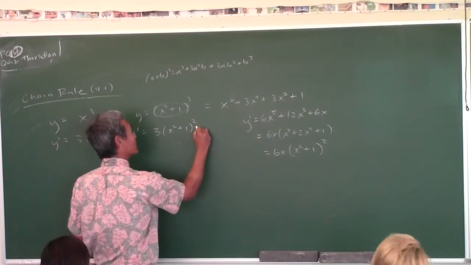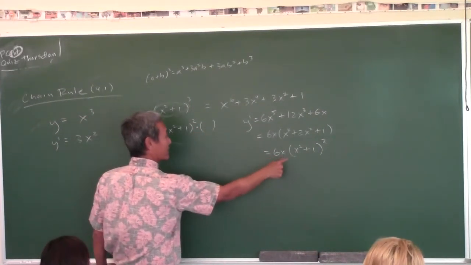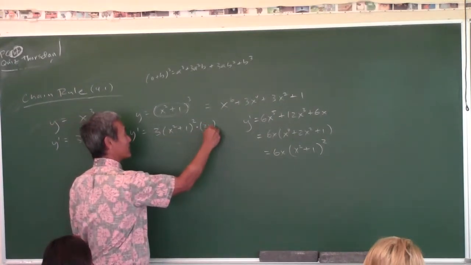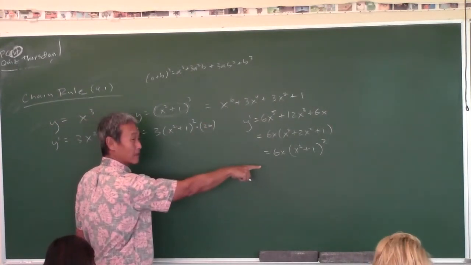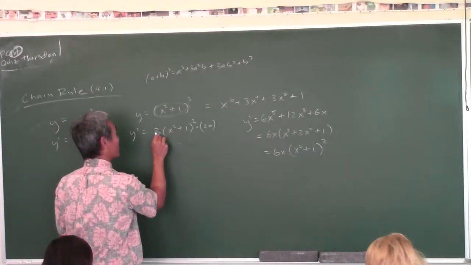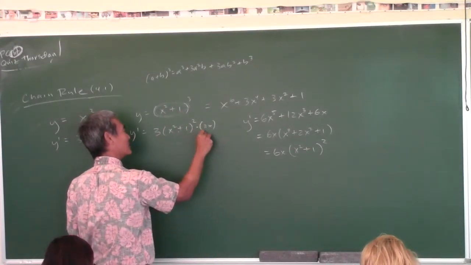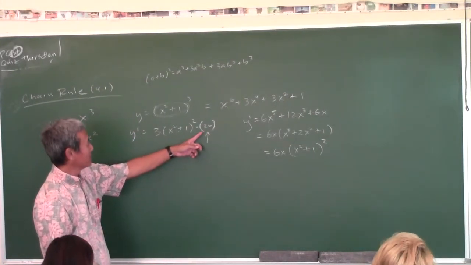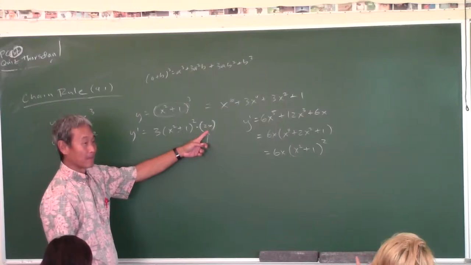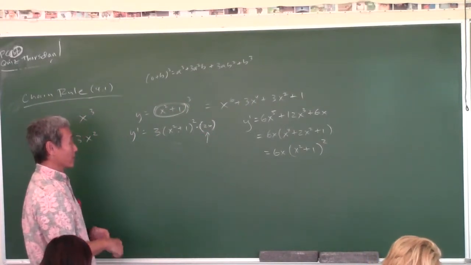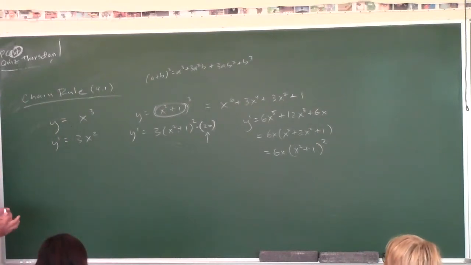What do I have to multiply this by to get this correct answer here? Yeah, 2x. So if I multiply this by 2x, isn't this the same as that? So yeah, if I see box cubed, I can go 3 box squared, but then I gotta multiply it by this. Now that's what we gotta figure out. Does anybody see what that is? That's the derivative of the box. That's right. So this is what's known as the chain rule.